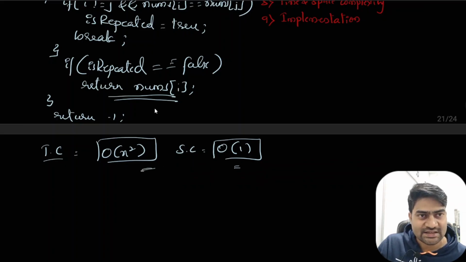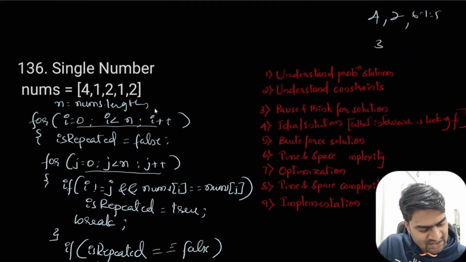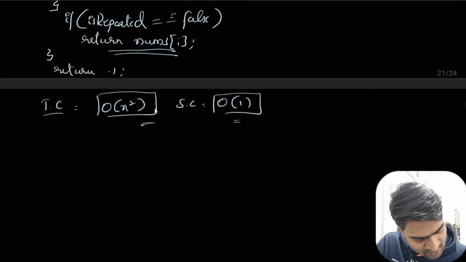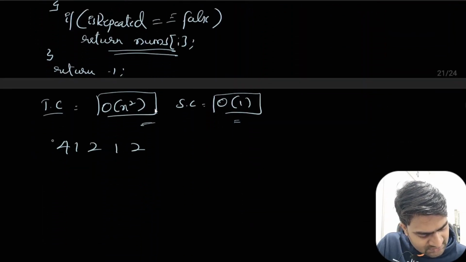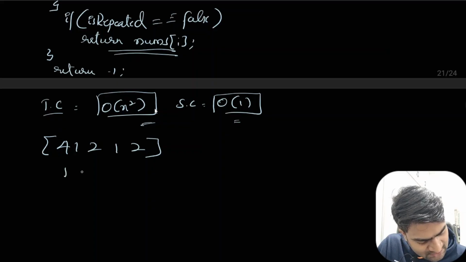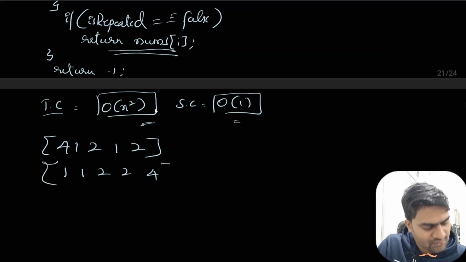Okay, so this is an extreme naive solution. Is there any way you can improve this one? Let's see. So we have this array 4 1 2 2 1 2. This is our array, correct, right? Now I know each number will appear two times except only one number. So I will simply sort this one. If I sort this one, how it will look, 1 1 2 2 and then 4.